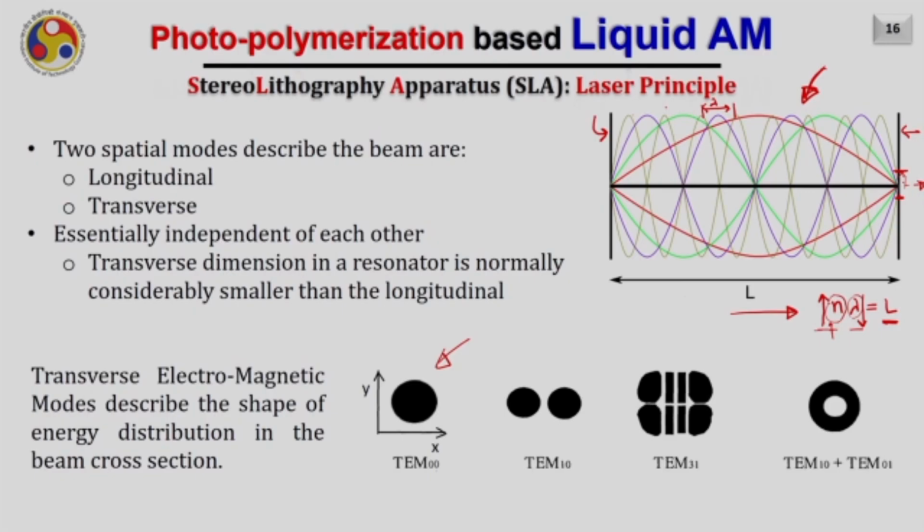It basically describes the shape of the energy distribution in the beam cross section. So for example, this is TEM00, meaning transverse electromagnetic mode 00. Here you can see in this black zone, it is a fully bright area. While if you see TEM01, there is one zone which is not fully illuminated, meaning this is a dark area here. There are two spots where we are getting a fully illuminated area. Now this is TEM31, and this is a combination of TEM10 and 01.